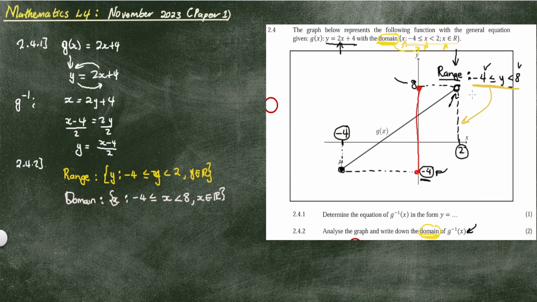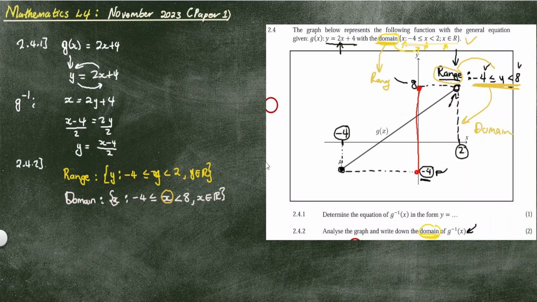Just a quick recap. This is the domain for the original function, right? In the inverse function, this domain becomes the range, and the range for the original function becomes the domain of the inverse function, right? So I wrote this thing exactly as it is. I just changed y and made it x. That's it.